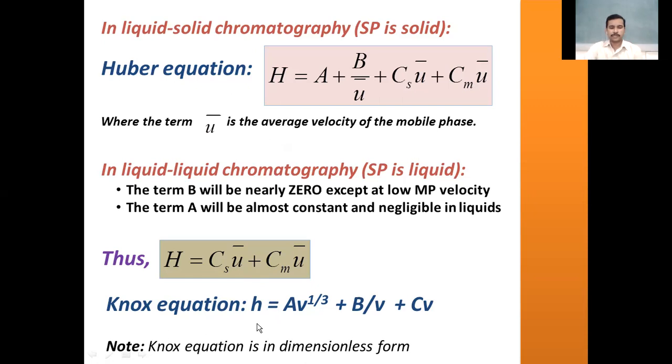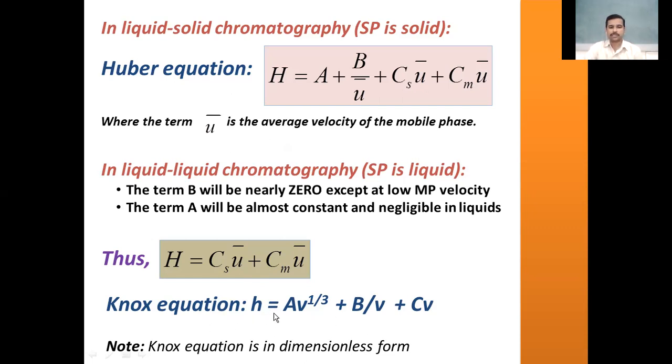Another equation is also devoted by Knox, the Knox equation. Reduced plate height is equal to A into V to the power 1 by 3 plus B divided by V plus C into V. This equation is also dimensionless because the terms A, B, and C are dimensionless. They don't have any actual meaning. Therefore, this equation is devoted to expressing the reduced plate height of an individual theoretical plate as described by Knox.